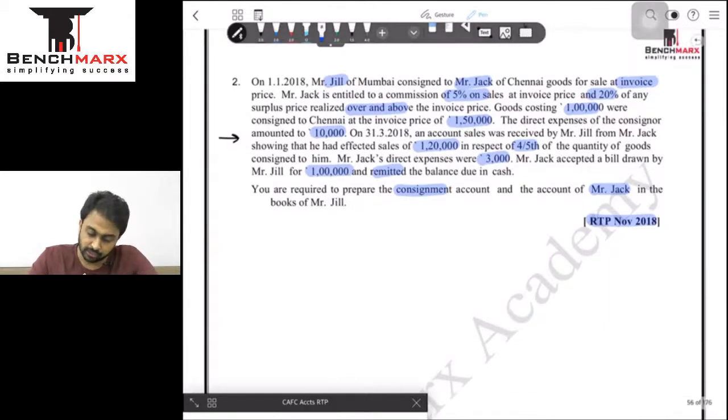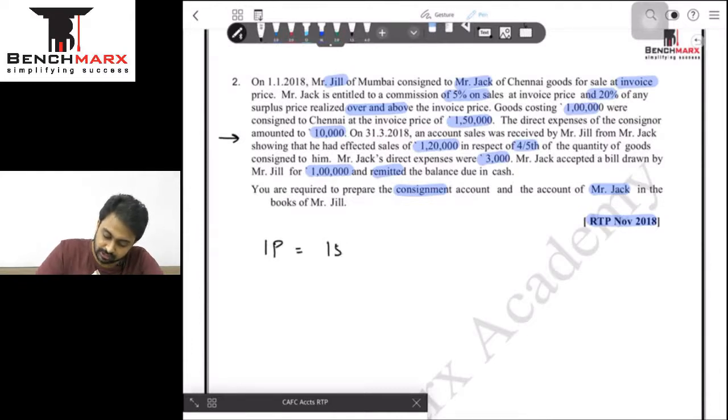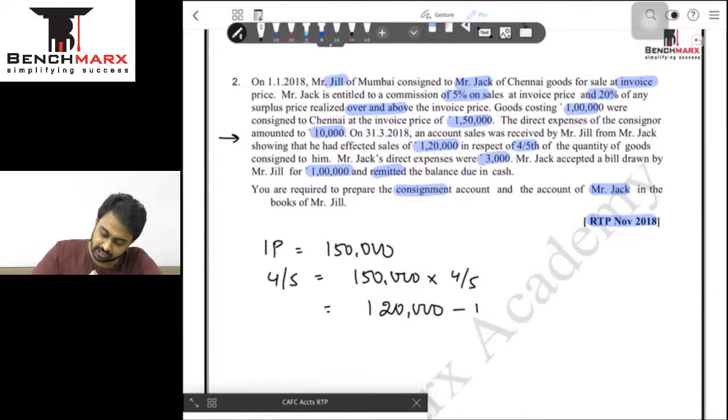Now how do you compute that? Can I say 4/5 of the goods were sold? Yes. So invoice price was supposed to be 1,50,000. 4/5 goods sold is 4/5 of 1,50,000, which appears to be 1,20,000. So can I say this is the IP of goods sold?